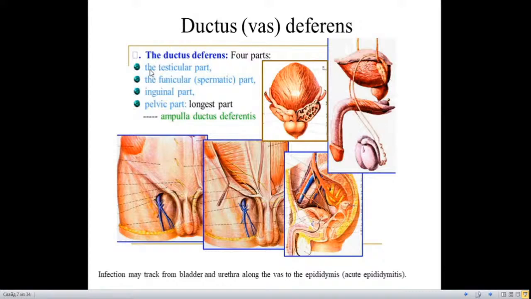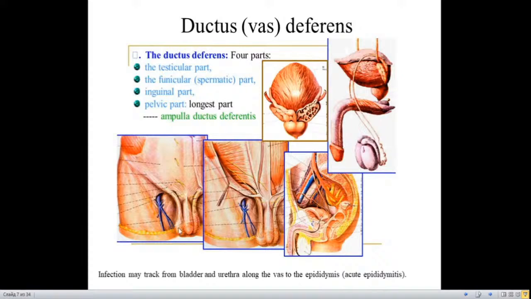So actually, the deferent duct has four parts: testicular part, funicular part, inguinal part, and pelvic part. So, the testicular part is where vas deferens has relation to testis. After that, it joins a structure called spermatic cord, in Latin funiculus spermaticus. So when it passes as a component of spermatic cord, this segment is known as the funicular part.